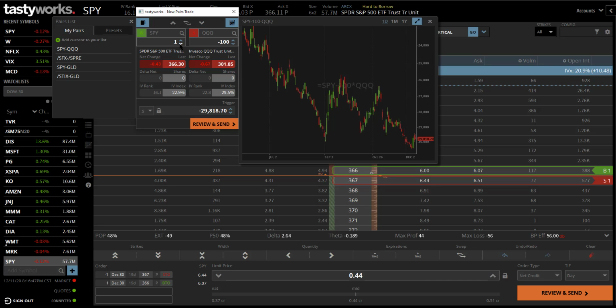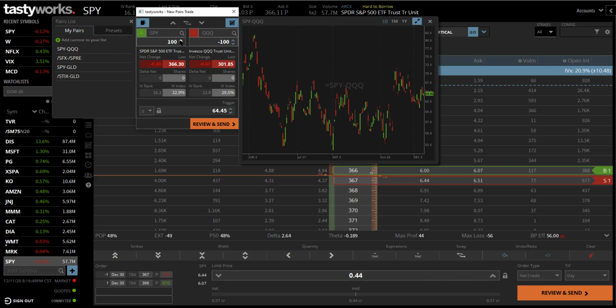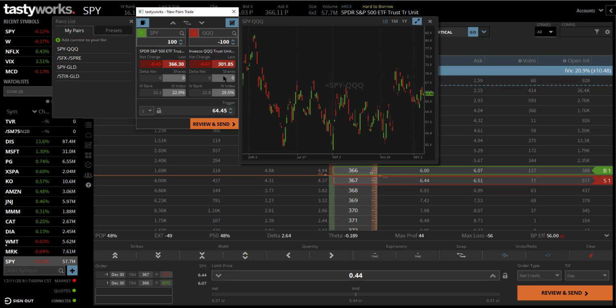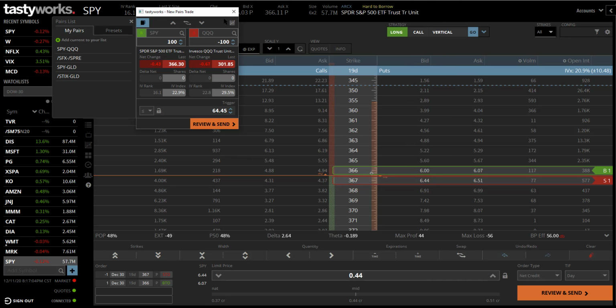Just how easy is that, huh, guys? You got to love this. Very simple, very easy, intuitive. I love it. So there's the swap. You can see how I flipped it around. Now I got the Qs versus the SPY instead of SPY versus the Qs. So pairs trading is very easy to do here as well with their presets or your own presets.